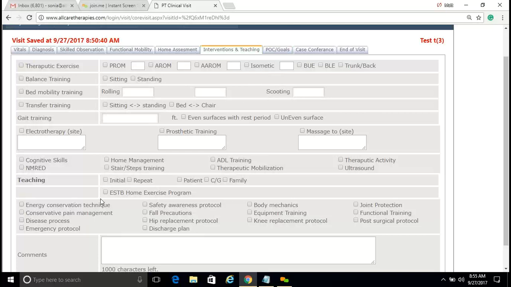and very high patient satisfaction we've seen with that. You can definitely check off exactly what you did: therapeutic exercises, balance training, bed mobility. But at the same time, please do document just a little blurb in the text box as to what the details of your exercises were. Just checking off therapeutic exercises is not enough.